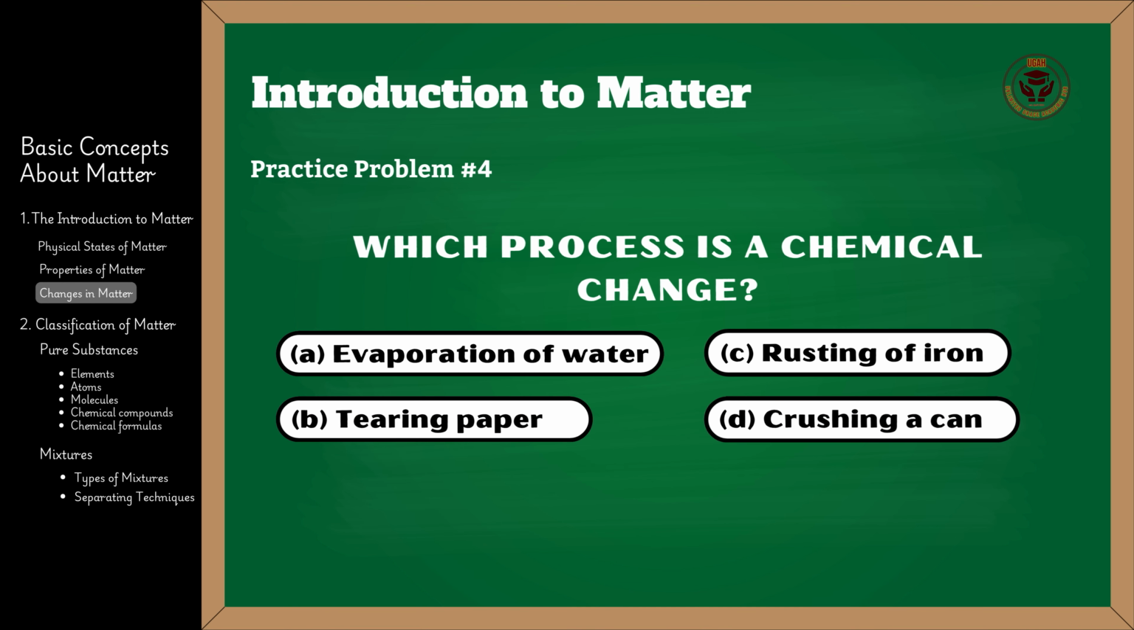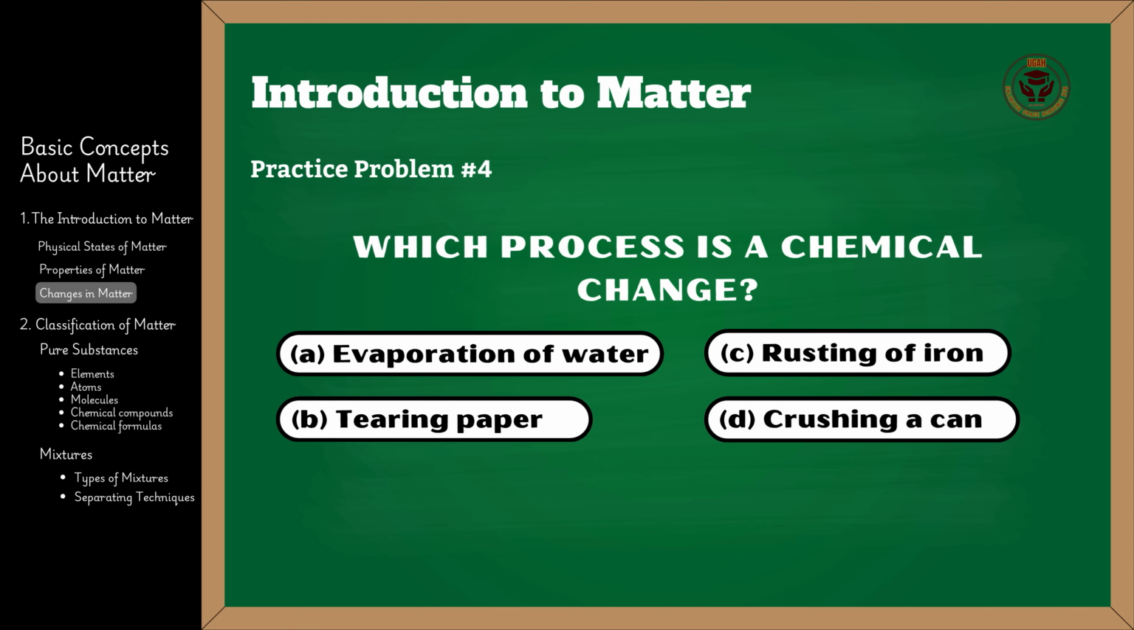Question number 4. Which process is a chemical change? A. Evaporation of water. B. Tearing of paper. C. Roasting of iron. D. Crushing of a can. Option A. Evaporation of water is an incorrect answer because water remains water. So evaporation is a physical change. Option B. Tearing paper is an incorrect answer because only the size and shape change. No new substance is formed.